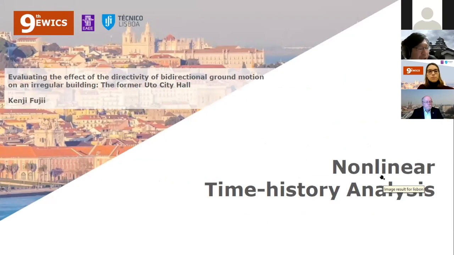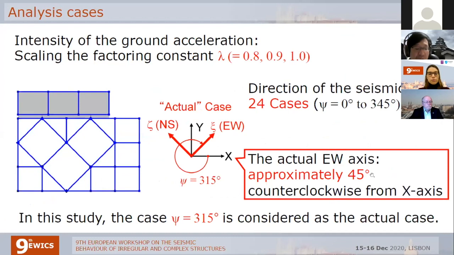Next, we will proceed to the nonlinear time history analysis. At first, I will explain the analysis cases. Two components are scaled by the same constant lambda. In this study, the constant lambda is set to 0.8, 0.9, and 1.0. To investigate the effect of directivity, 24 cases are considered for the direction of the seismic input. The angle of incidence, psi, is set from 0 to 345 degrees clockwise from the x-axis. It should be mentioned that the actual EW axis is approximately 45 degrees counterclockwise from the x-axis. Therefore, the case psi equals 315 degrees is considered as the actual case in this study.